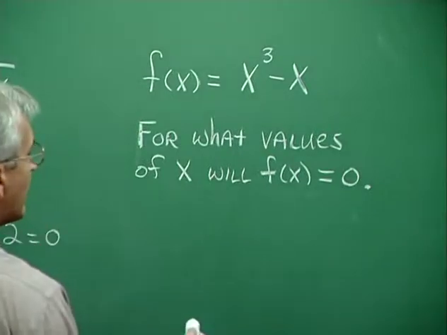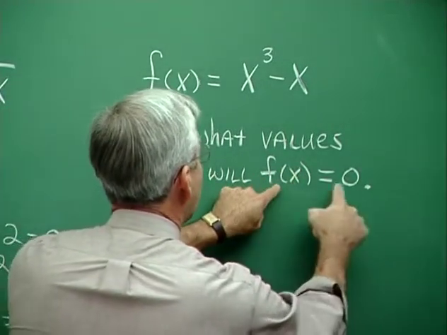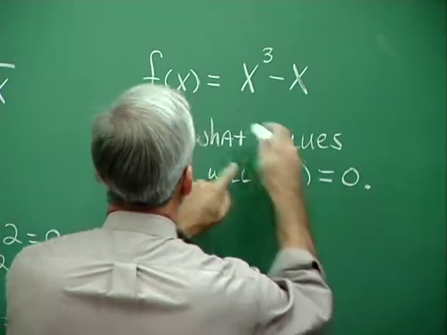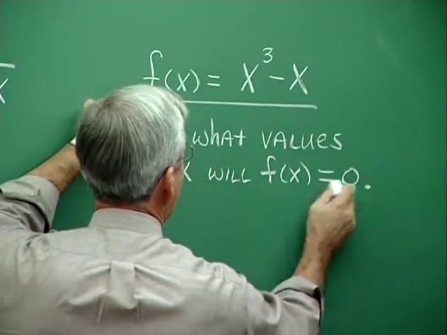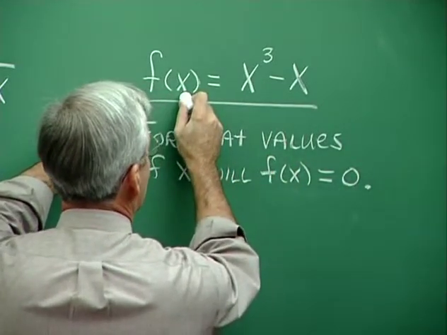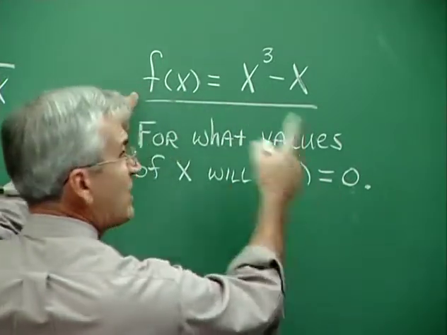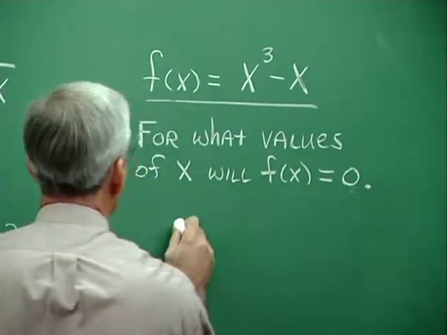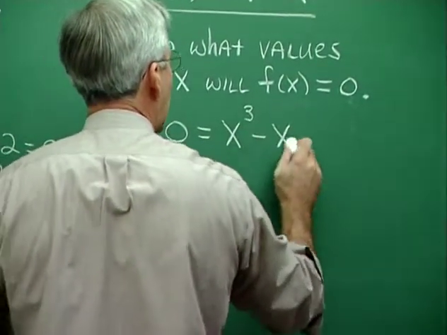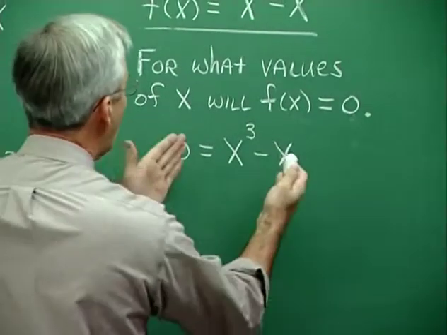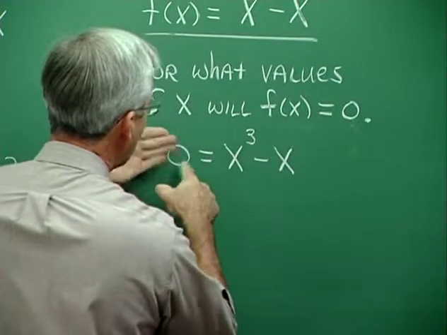Now, the way to deal with it is that we want the values that will cause f of x to be equal to 0. So all we do is take this expression, or this equation, and replace f of x with 0. You see, take this f of x and replace with 0. They're equal to one another, so they are replaceable with one another. So we would have 0 equals x cubed minus x. And now here's our request. For what values of x will f of x be equal to 0?